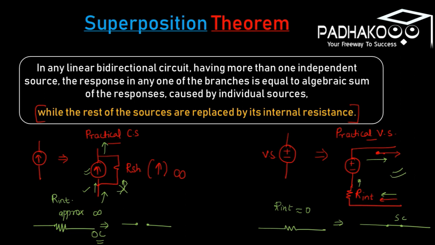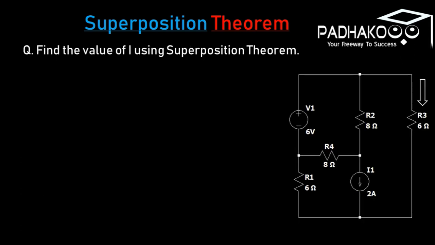Now, let us solve one question regarding superposition theorem using superposition theorem. So this is the value of I we have to find out in the question. Let us start. Here we are having two sources. One is a voltage source, another is a current source, and we have to activate one and deactivate the other to find out the response I.